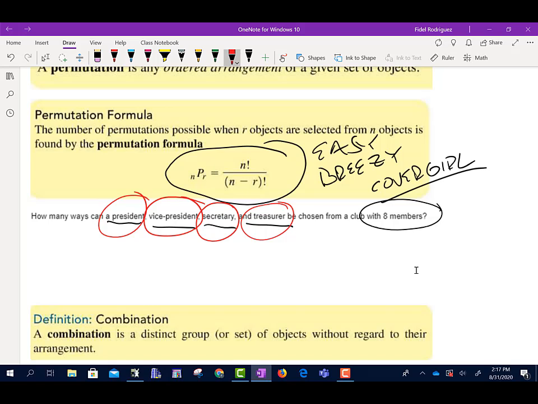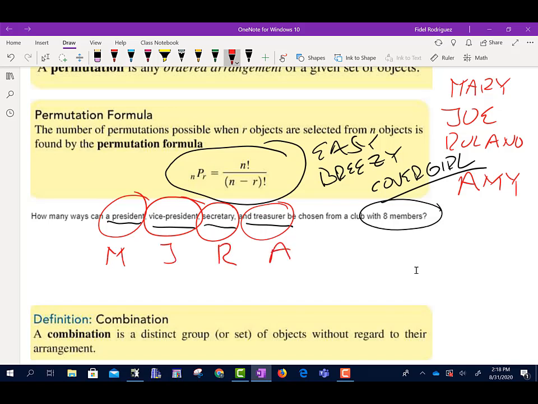So if we pick, I'm going to make this up. I'm just going to make up some names. So suppose I have Mary, and I have Joe, and I have Rolando, and I have Amy. Okay? And these are just 4 names that I'm picking. If I pick Mary, and in that order, Joe, Rolando, and Amy, that means that Mary's the president, Joe's the vice president, Rolando's the secretary, Amy's the treasurer, right?